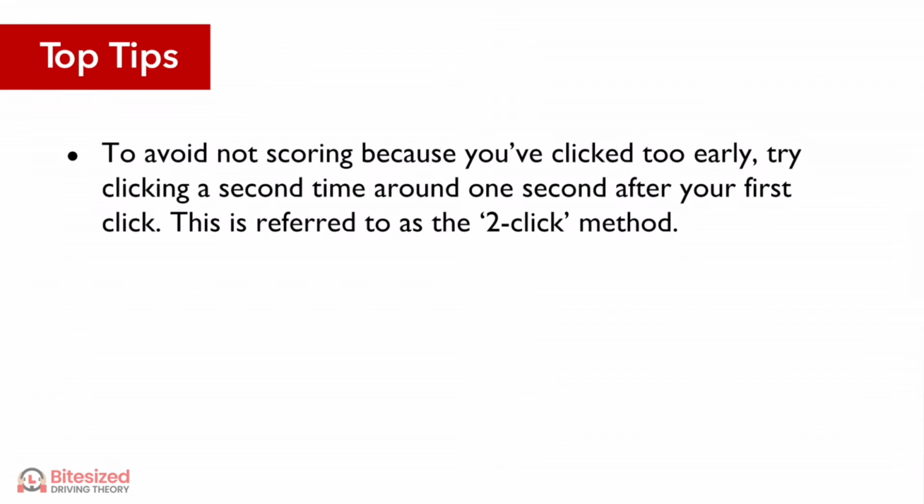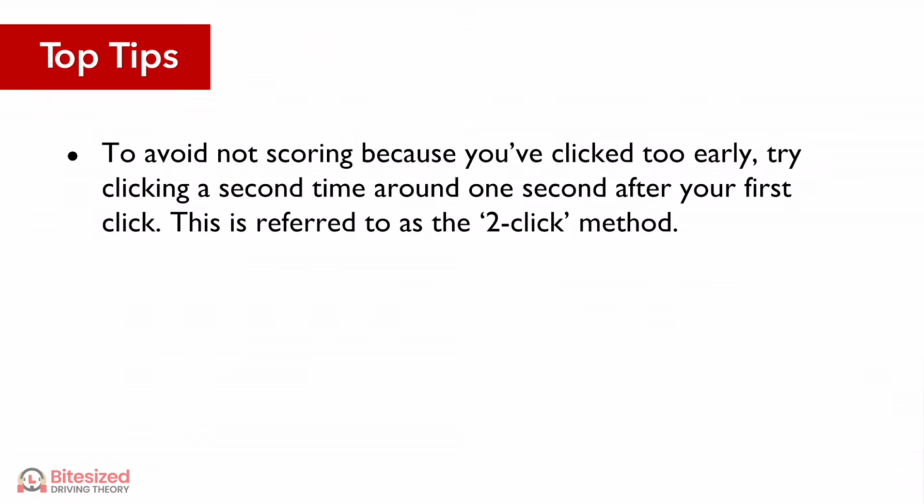And this hopefully ensures that you get within the scoring window, because if you click before you start to get scored for that particular clip, for example, if you see a pedestrian way off in the distance and you click, and as you get closer the scoring window then starts, then you would lose out. So the recommendation is that you use this 2-click method. Click a first time when you first think that you see a hazard, and then just to ensure that you're within the scoring window, click a second time around a second later.